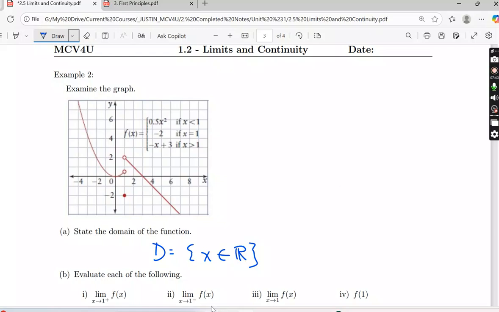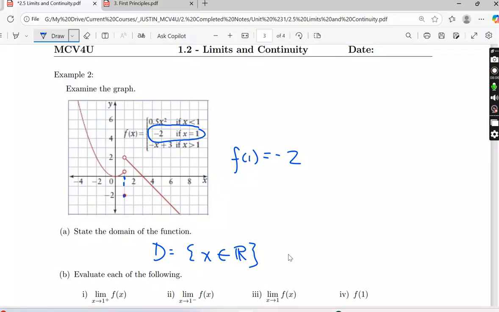Why is that the case? Because I don't see any asymptotes, and although there is a hole here at x equals 1, it is still defined. You can see here that f(1) is actually equal to -2. In fact, it's stated right here as well.